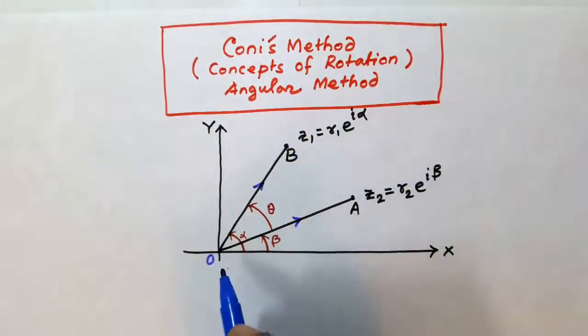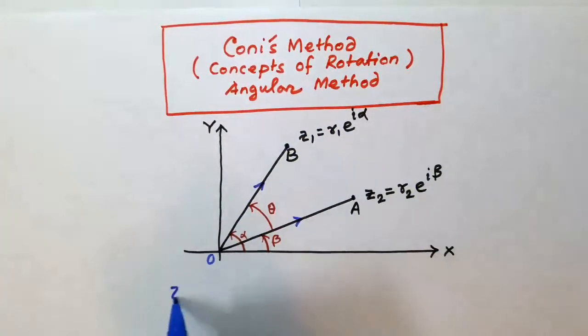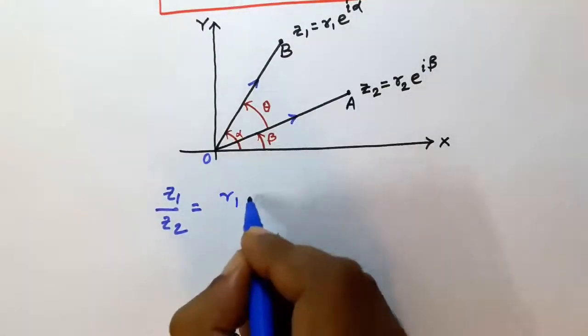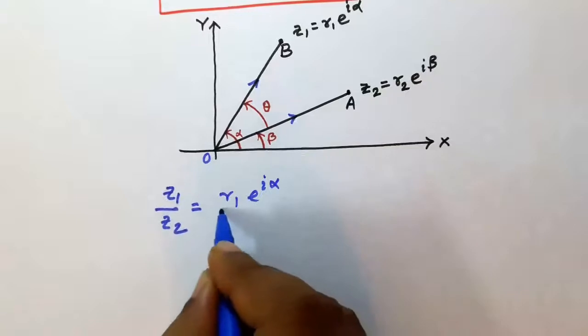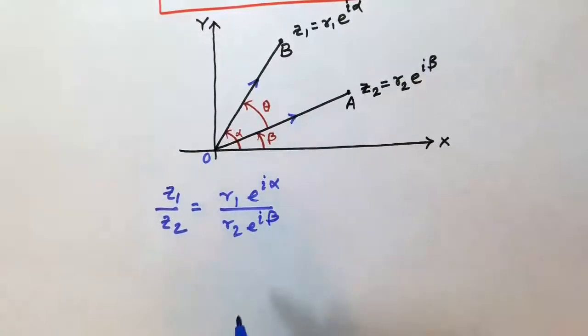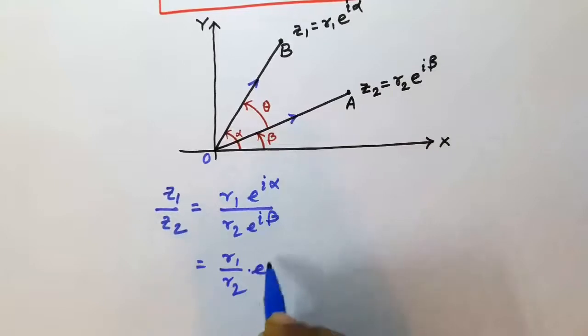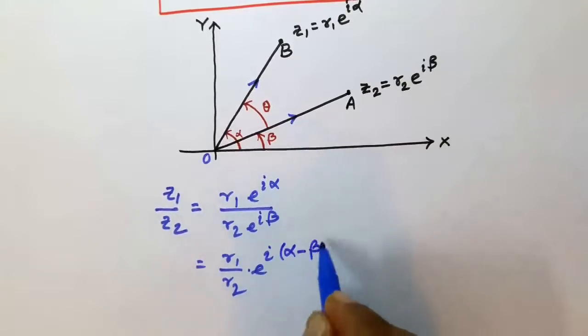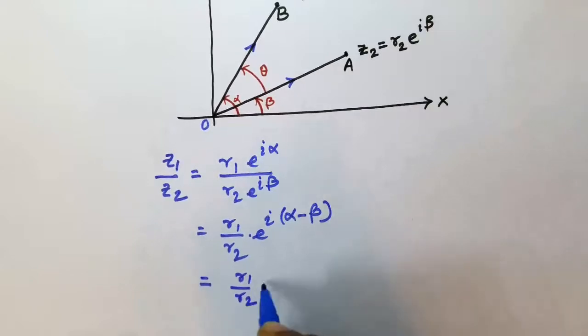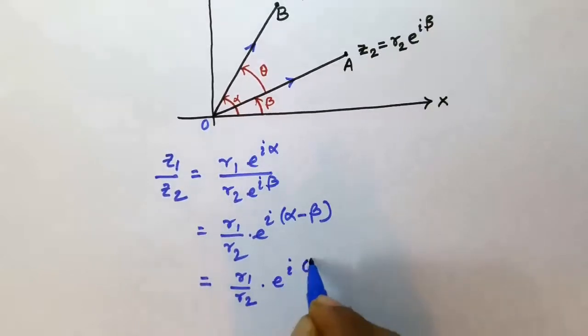Now we divide Z1 by Z2 so that we shall get R1 e to the power I alpha divided by R2 e to the power I beta, that is equal to R1 by R2 e to the power I into alpha minus beta. So this is equal to R1 divided by R2 into e to the power I theta.